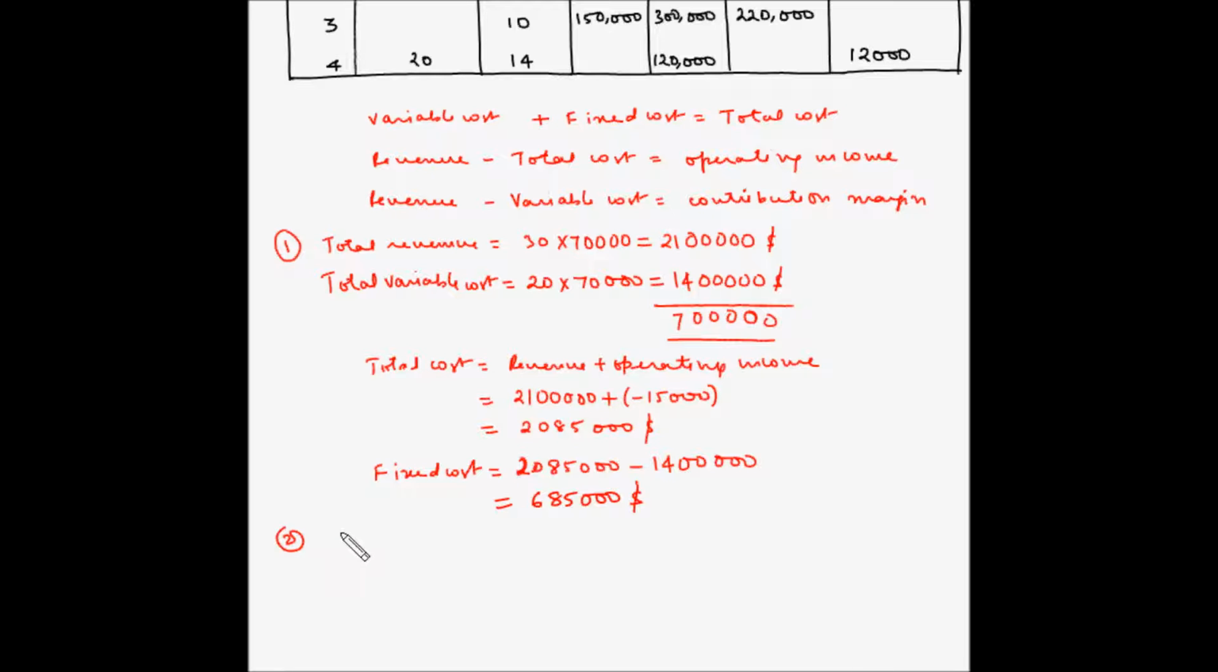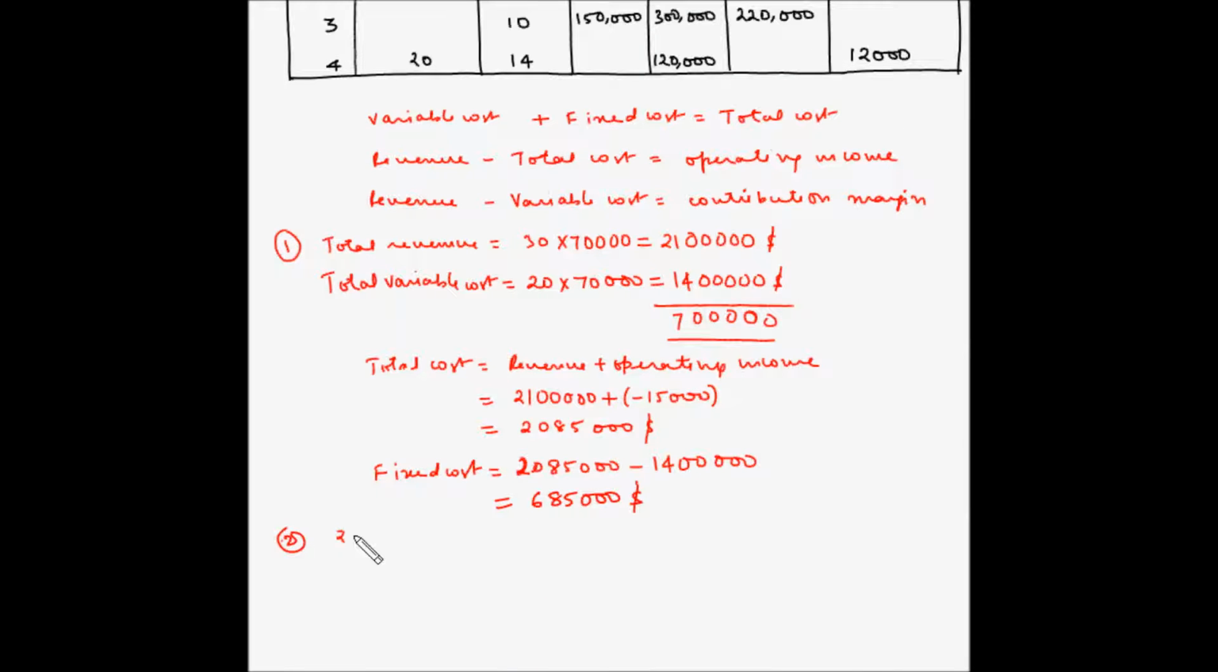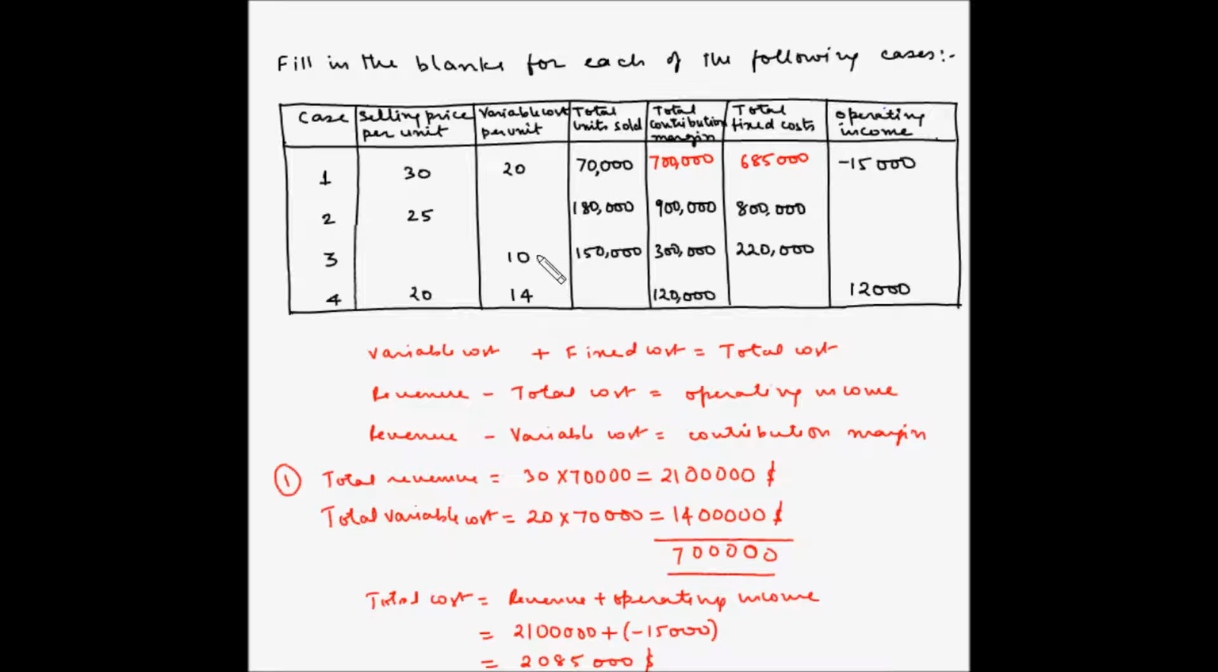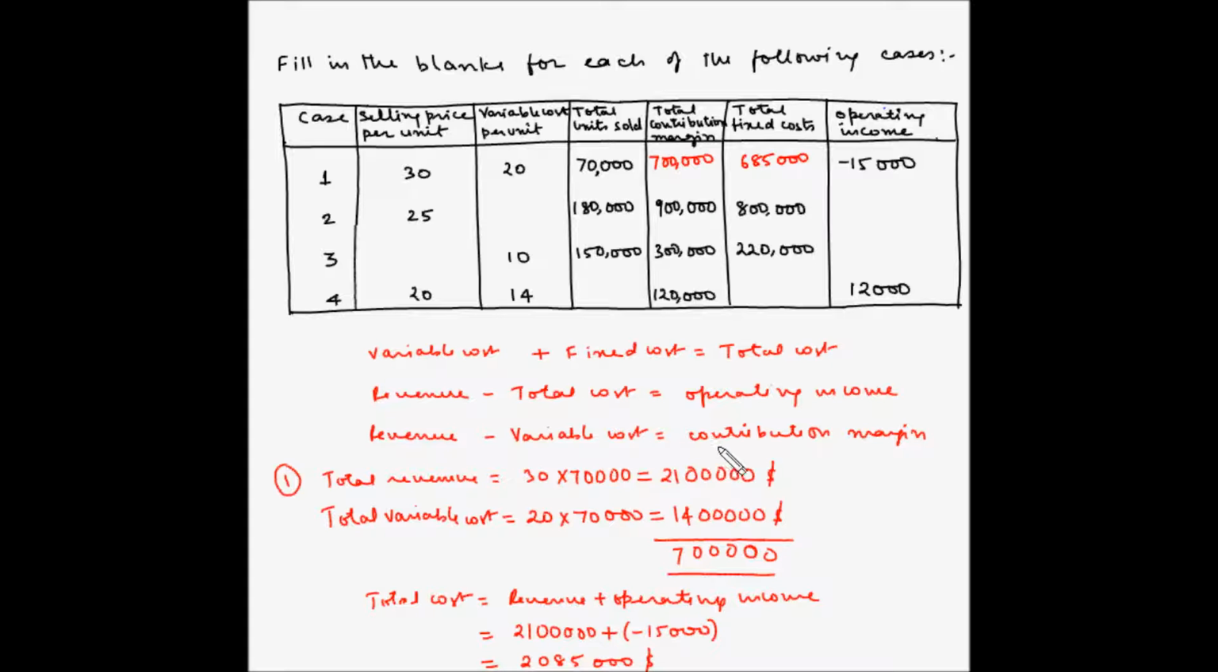So here the revenue is equal to 25 multiplied by 180,000. So 25 multiplied by 180,000 minus the variable cost. So variable cost will be, let's say it is X for variable cost per unit. So the total variable cost will be X multiplied by the total units sold. So minus 180,000 X, and this will be equal to the contribution margin, which is 900,000.